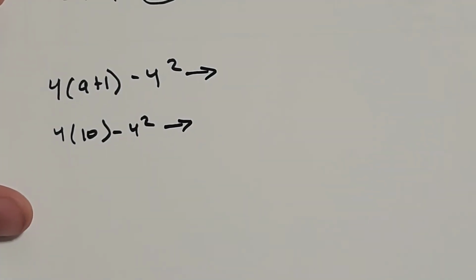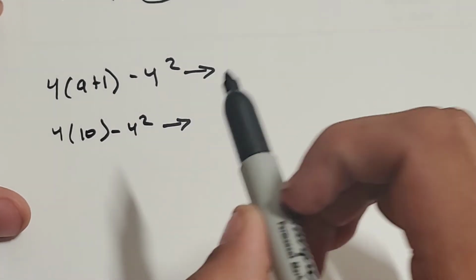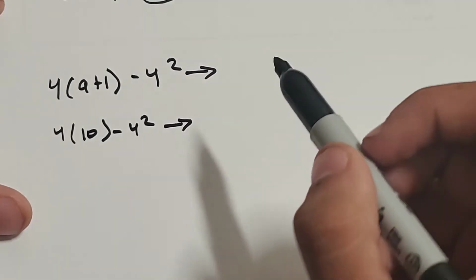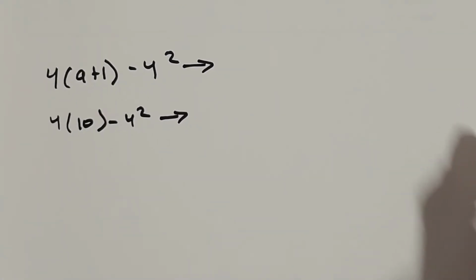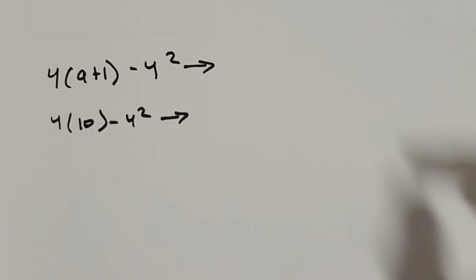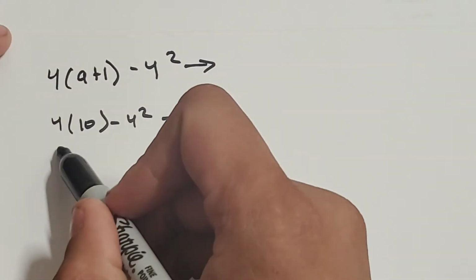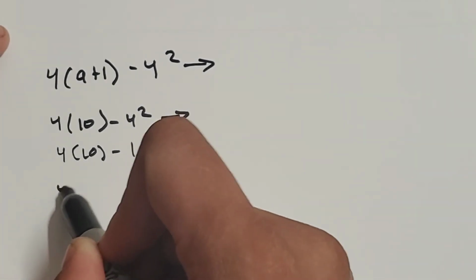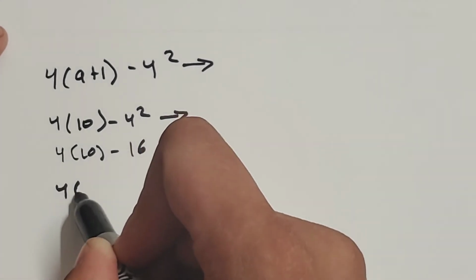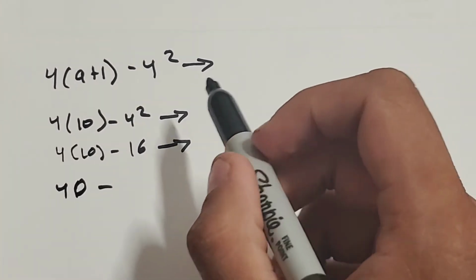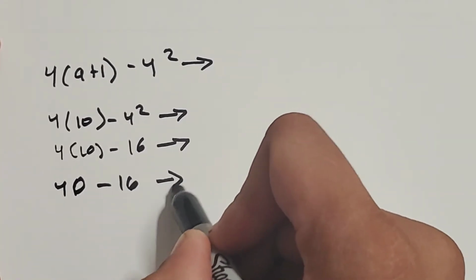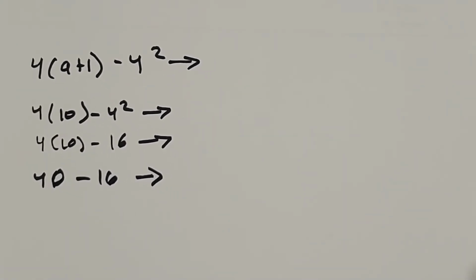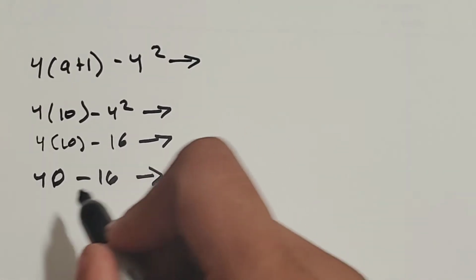Then we do the power before we multiply. That's a common mistake, just getting the order of operations out of order. And then we have 4 times 10 minus 16. 4 times 10 is 40. So 40 minus 16 is 24.